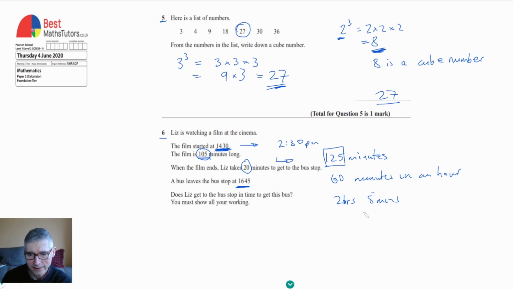Now it's written in hours and minutes, I'm going to add that onto the 14:30. So I've got 14:30 plus 2 hours and 5 minutes, and we can see that gives us 16:35. Because that's earlier than the time the bus is leaving, which is 16:45, we can say that yes, Lizzie does have enough time to get the bus.